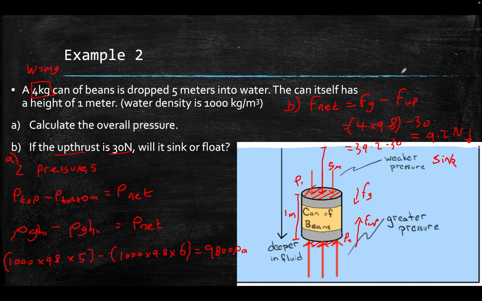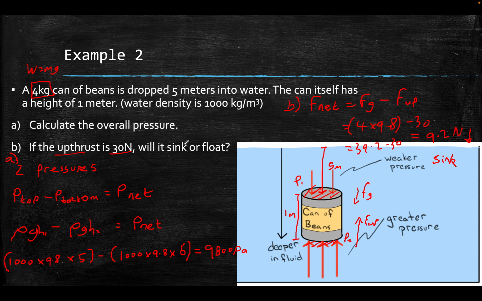Another example that we did in class was an exaggerated can of beans. 4 kilograms can of beans, just to keep the numbers easy, dropped 5 meters into the water. It has a height of 1 meter, and the density of water is 1,000. Find the pressure, and if the upthrust is 30 newtons, will it sink or will it float?